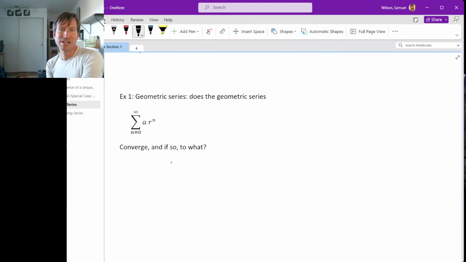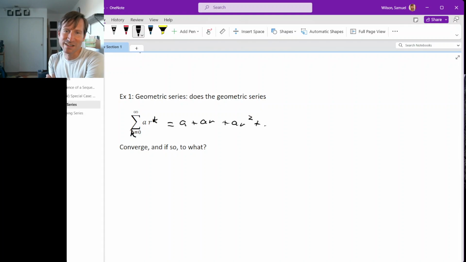So let's look at our geometric series, the sum from n equals 0 to infinity. Actually, I should put k's here so that we can write down our partial sums. Let's figure out, does this geometric series, the sum from k equals 0 to infinity of a times r to the k, converge, and if so, to what? So remember, this is the series a plus a times r plus a times r squared plus and so on.